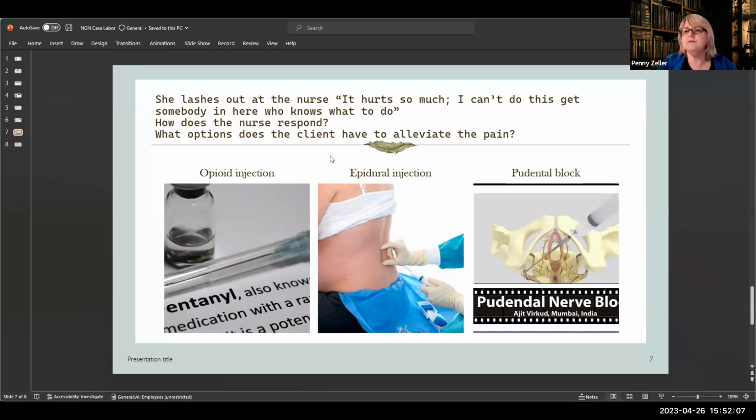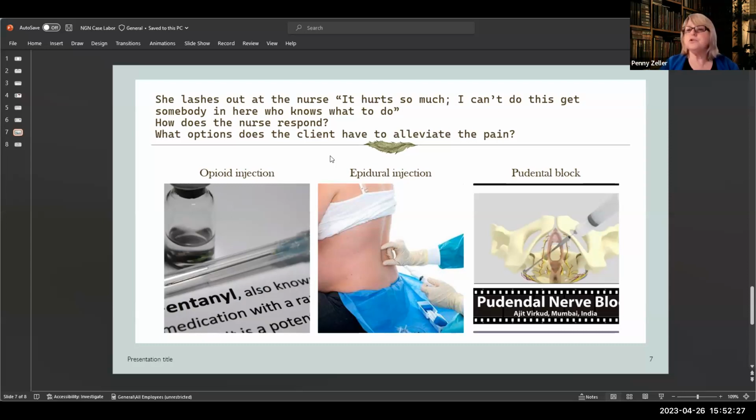Opioids are dangerous to give late in delivery because they are a central nervous system depressant and affect not only the mother, but also the fetus. So your fetus is not going to be alert, it's going to be a little lethargic when it's born. So it's not going to have the respiratory effort that we really want it to have.